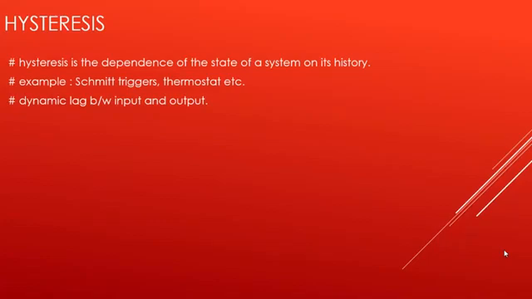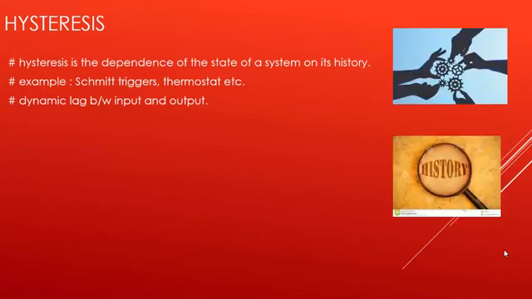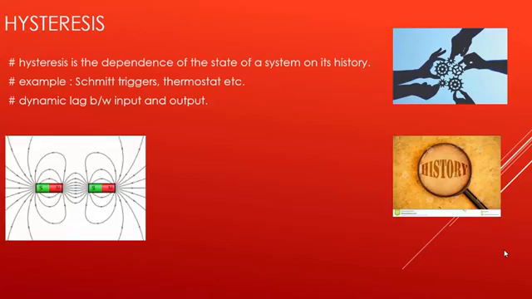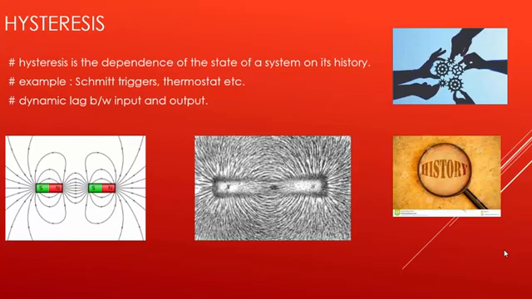Hysteresis loop, we need to go through hysteresis. Hysteresis is dependence of the state of a system on its history. For example, a magnet may have more than one possible magnetic moment in a given magnetic field, depending on how the field changed in the past. Another example is deformation of rubber bands and many other natural phenomena.